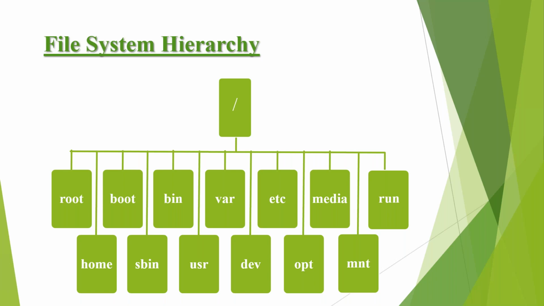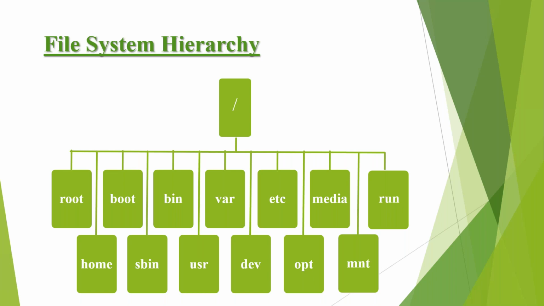sbin contains super user commands, the commands which can be executed by the super user. Those commands are stored under sbin. bin contains normal user commands, the commands which can be executed by a normal user. Those commands are stored under bin. usr contains default applications, applications which come along with the operating system.